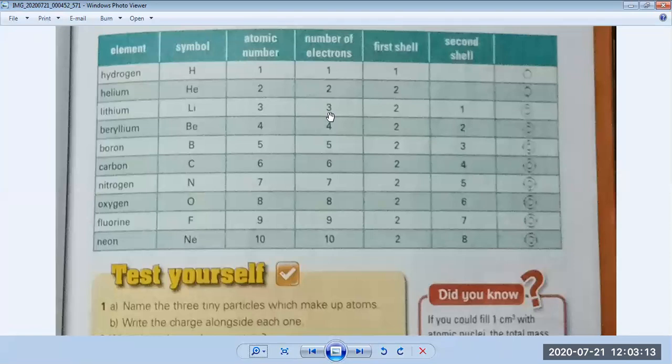So when we draw its structure, in the first shell, 2 electrons will come. We have discussed in the figures above that in the first shell, only 2 electrons can be accommodated. Okay, so in the first shell there are 2 electrons, and in the second shell, only 1 electron should come. So 2 and 1 equals 3.